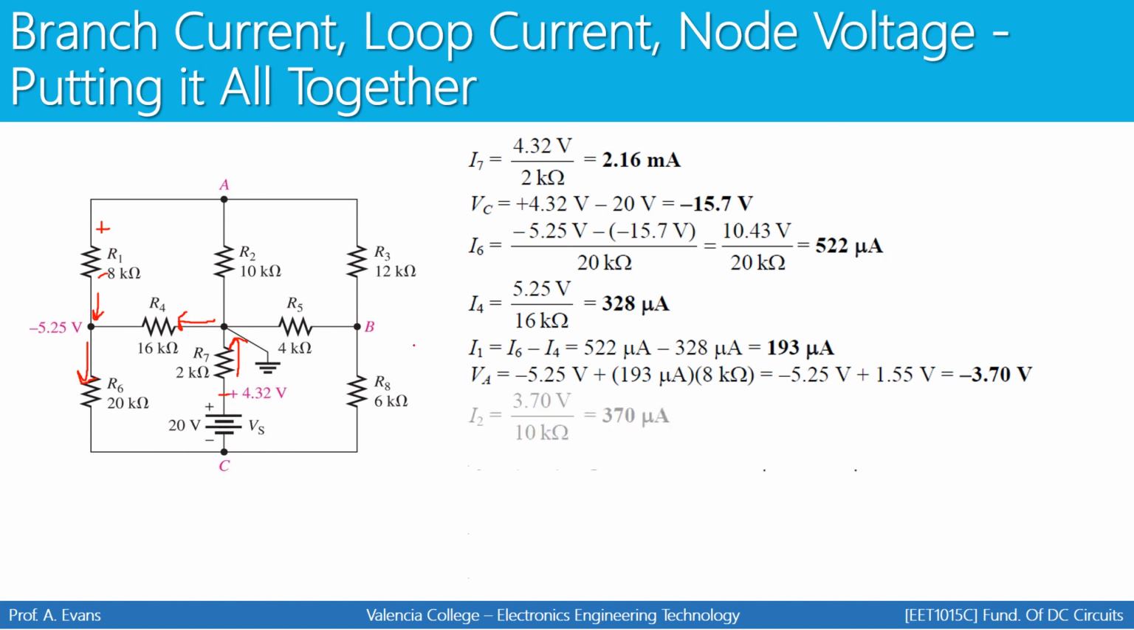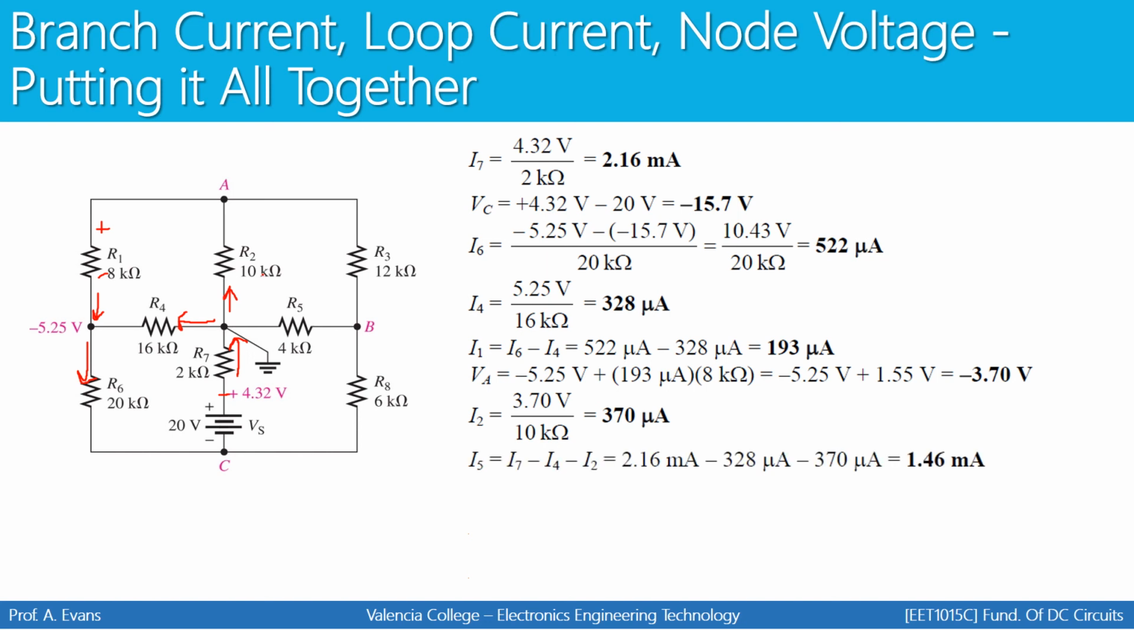Next, we can use that voltage to find the current through R2. The assumption here is that current flows this way. So we have 0 minus negative 3.7, that's why it's positive, divided by 10K. There's your current for I2.